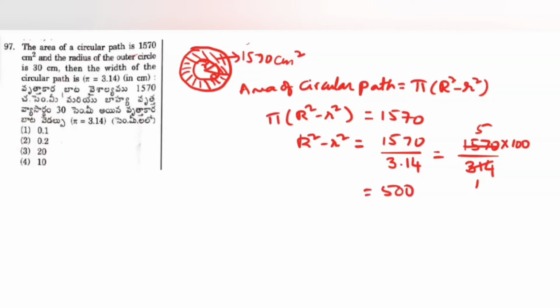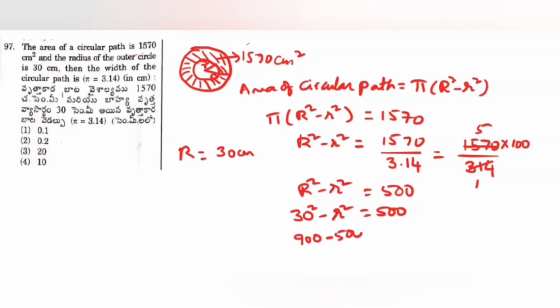Capital R, the radius of the outer circle, is given in the question as 30 centimeters. Substituting this in R square minus r square, we write 30 square minus small r square is equal to 500. We are going to find small r. So send small r square to the other side and 500 to this side. 30 square is 900, minus 500 is equal to minus r square, which becomes plus r square on this side. So the answer is 400 is small r square.